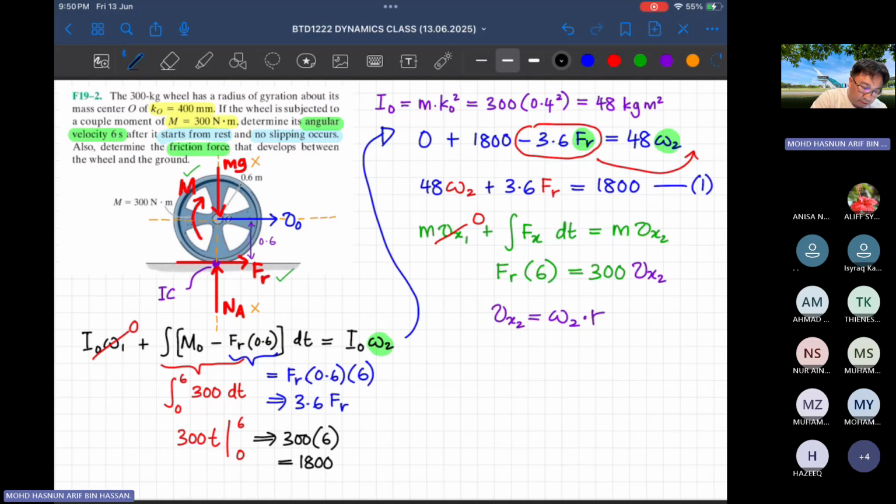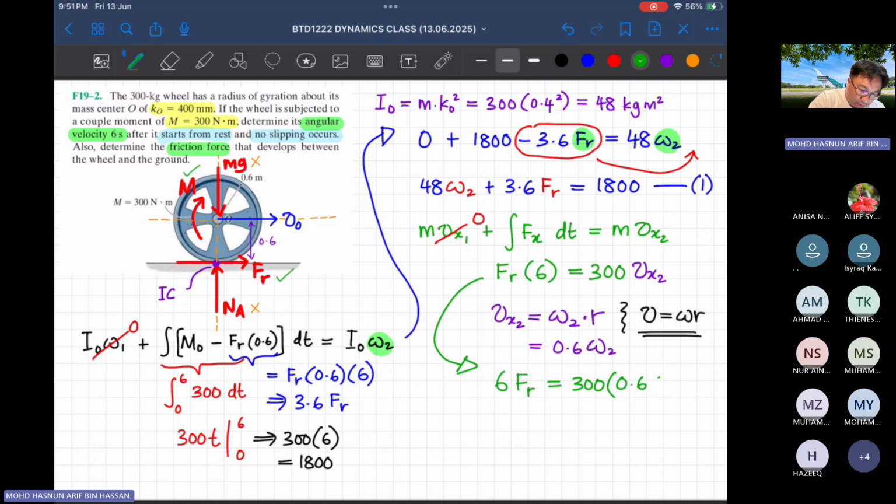Okay, this comes from V equals omega R. This equation is what we refer to get Vx2 equals omega 2 times R. The value of R we know, R is 0.6. So basically Vx2 is 0.6 omega 2. Now we can transform this equation to become 6Fr is equal to 300 times Vx2, which now becomes 0.6 omega 2. So we have 6Fr is equal to 300 times 0.6, we will get 180 omega 2.